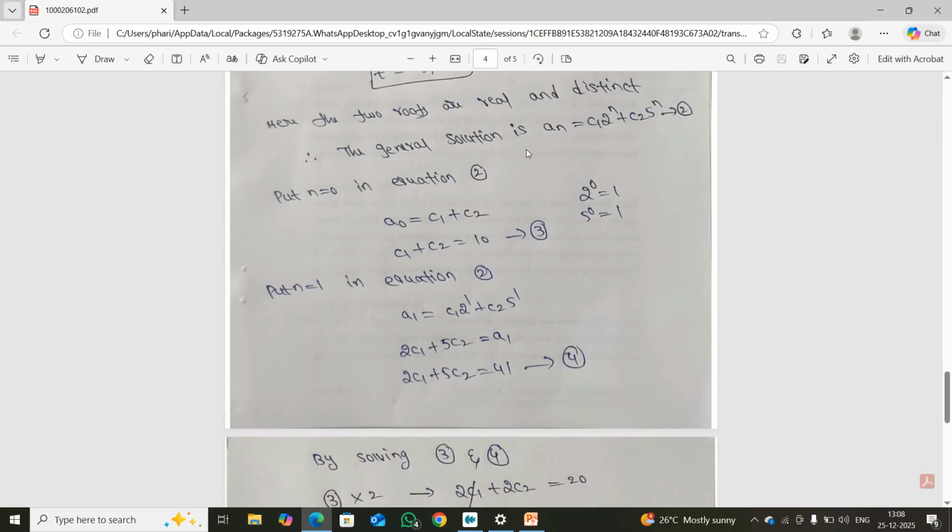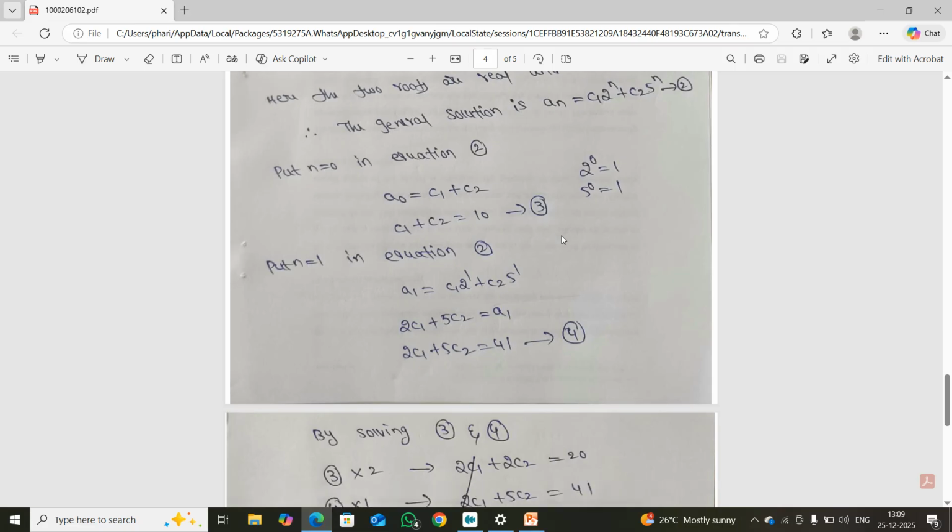Put n equal to 0 in equation 2, and we will get a naught equal to c1 2 power 0 plus c2 5 power 0. 2 power 0 equal to 1, 5 power 0 equal to 1. So a naught equal to c1 plus c2. Here a naught equal to 10, so c1 plus c2 equal to 10. This is equation number 3.